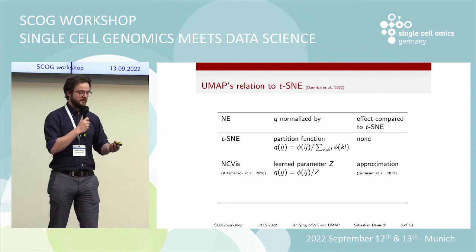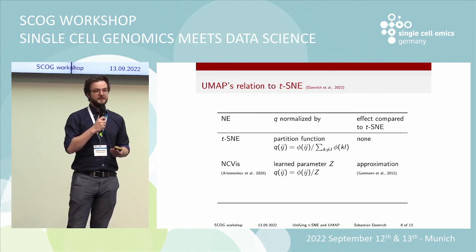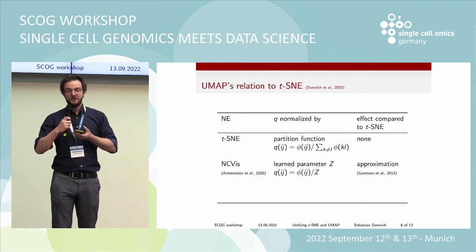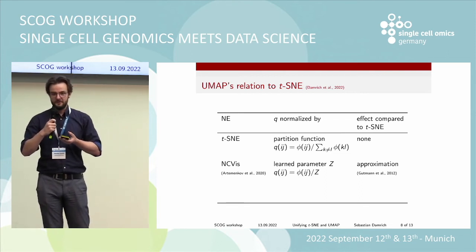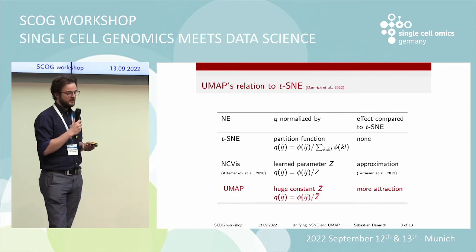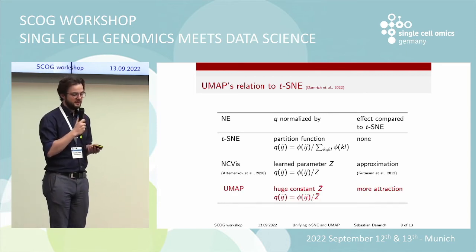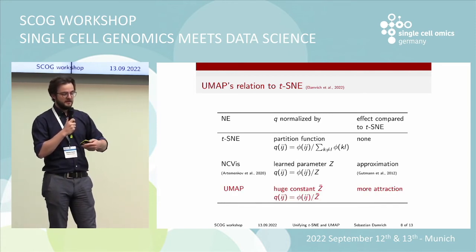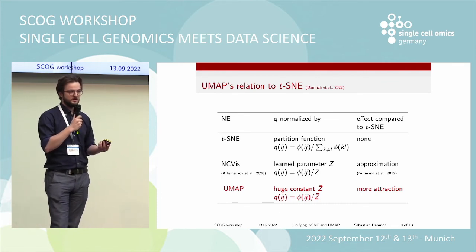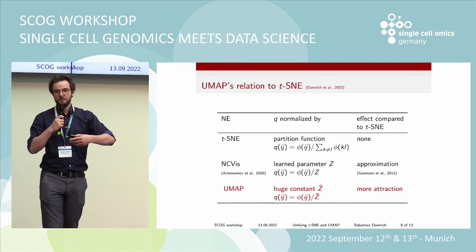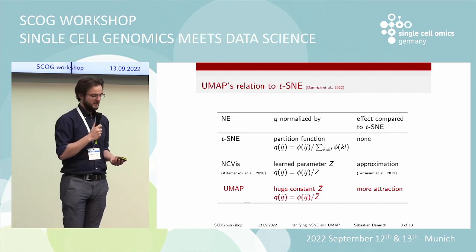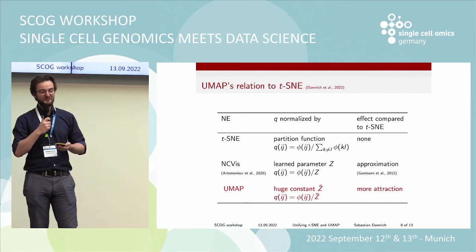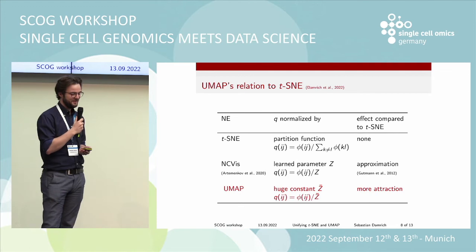And well, equipped with this knowledge, this is all prior work, we thought, how does our true UMAP loss function fit in? And we realized that UMAP actually does the same thing as NCVis, but with a twist. And that is that we don't learn the normalization parameter, but rather we have a fixed normalization constant, and that is huge.